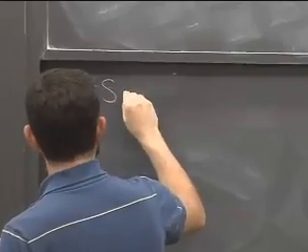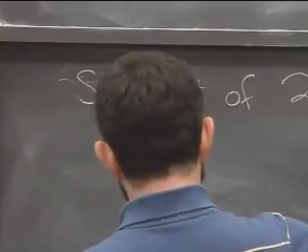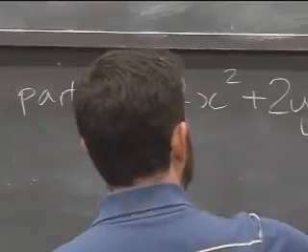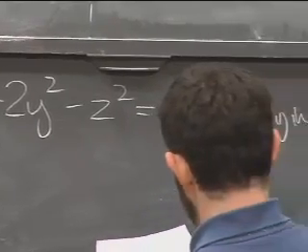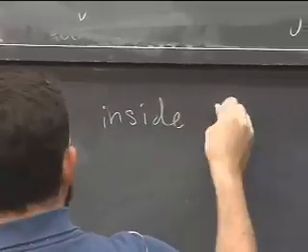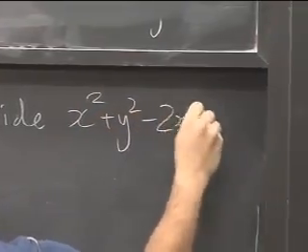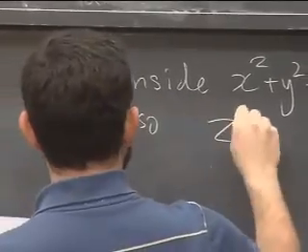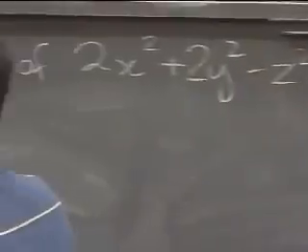Let S be the part of 2x squared plus 2y squared minus z squared equals 0, lying inside x squared plus y squared minus 2x equals 0, and also z is greater than or equal to 0. So the question is, find the area of S.